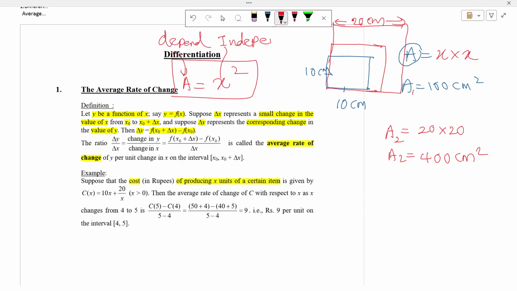So now what will happen? Depending on the change we make in the independent variable x, the dependent variable also changes. Do you agree with me? If you make a small change in one variable, because of that change your dependent variable, the area, will also change.